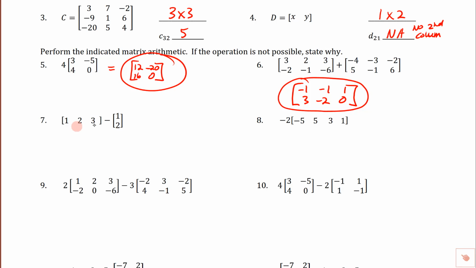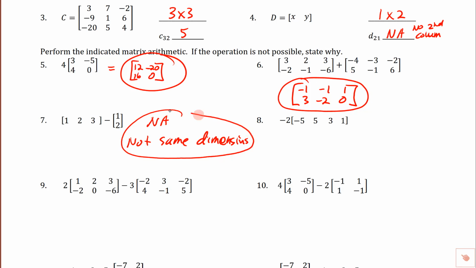This one is 1 row and 3 columns, and this is two rows and 1 column. We can't do that, so we're going to put NA here, and we're going to state why. They don't have the same dimensions, so we'll just say not same dimensions. All right, so there's the answer on that one.